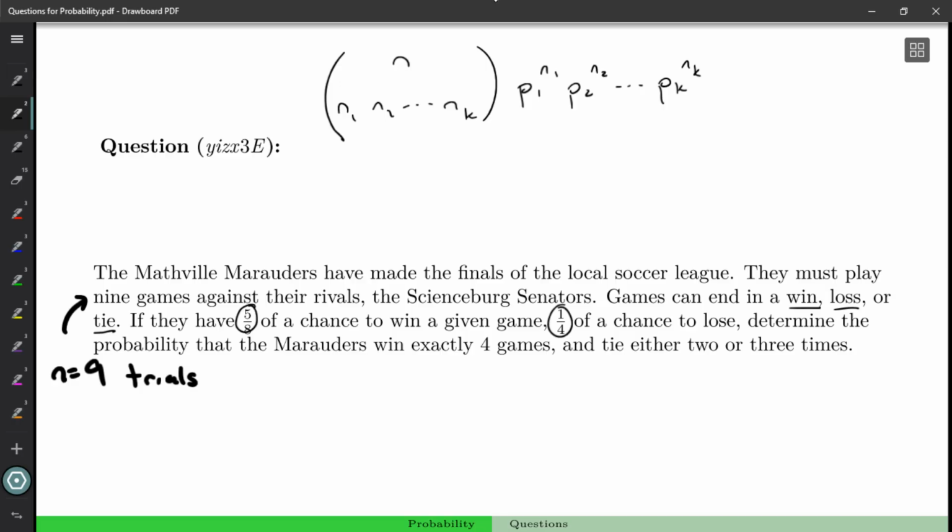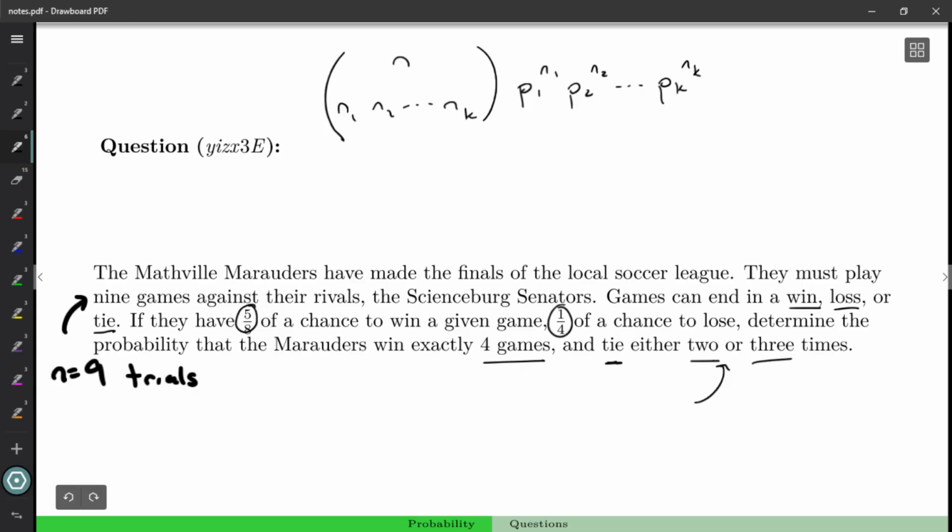Now, as for the specific numbers, the N1, the N2, and so on, well, we want them to win 4 games, but the tie, well, there could be 2 ties or 3 ties. And then, correspondingly, we'll have a certain number of losses. Now, this "or" here makes me think, well, we're going to have to split this up into 2 separate, mutually exclusive events and add them up. And we know they'll be mutually exclusive because there's no way to tie 2 times and also tie 3 times. It's the total number of ties.